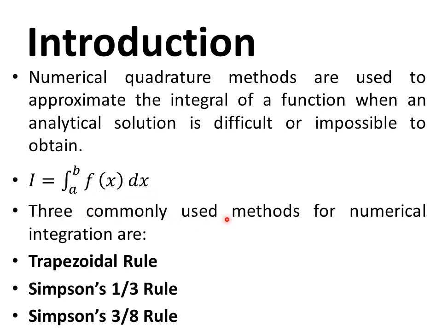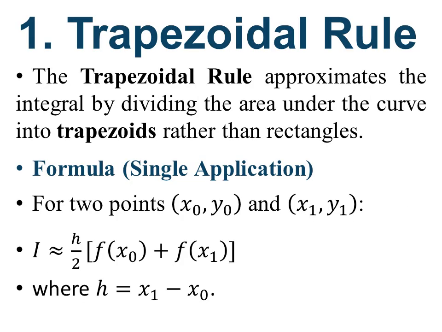Three commonly used methods for numerical integration are the trapezoidal rule, Simpson one-third rule, and Simpson 3 upon 8 rule. Now you can see here the trapezoidal rule. The trapezoidal rule approximates the integral by dividing the area under the curve into trapezoids rather than rectangles.